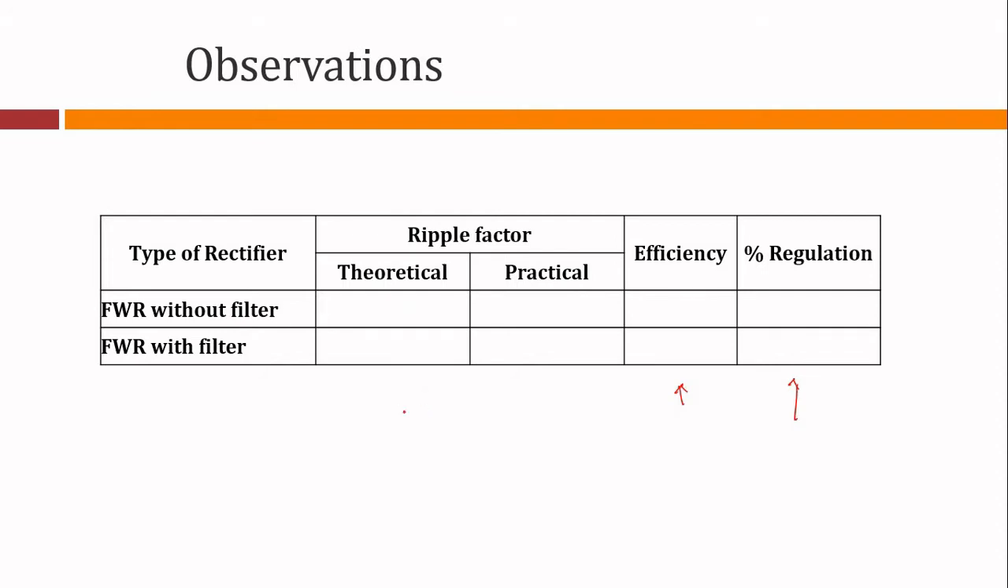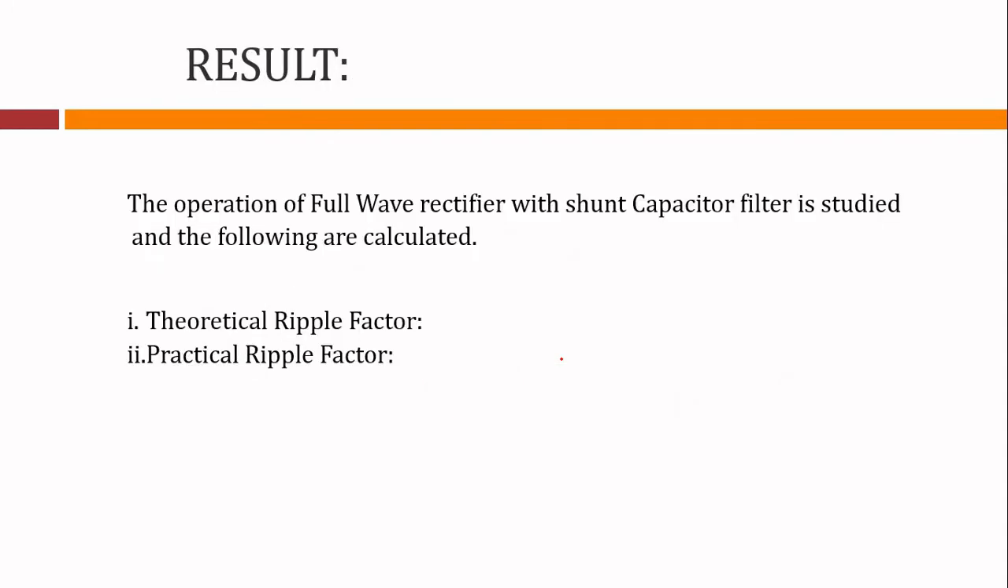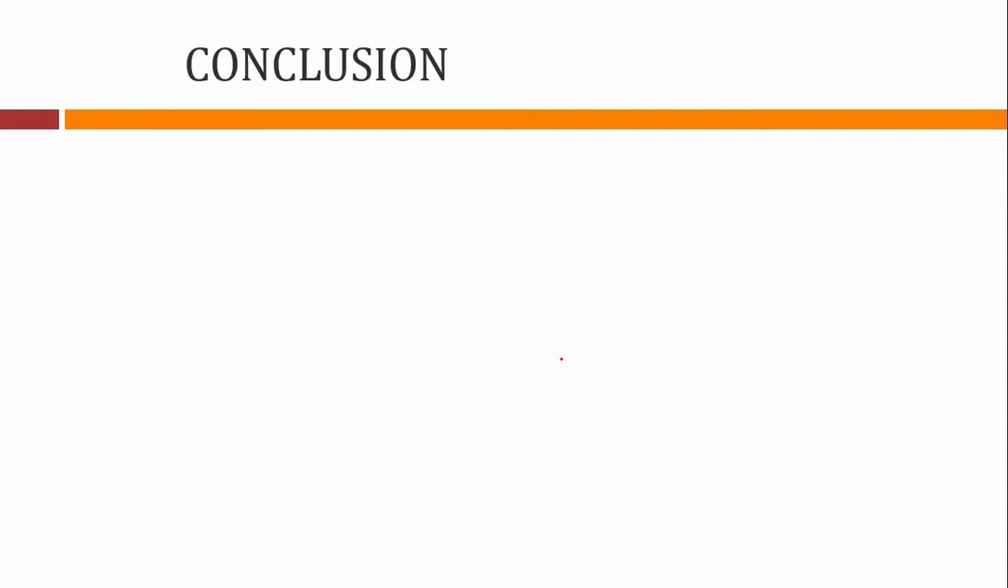Efficiency and regulation. What is important is the theoretical value of ripple factor and the practical value of ripple factor, and this you have to note down in your journal. Then you have to mention the results, okay, how much is the value of theoretical ripple factor and practical ripple factor, and how much is the mismatch between the two, and then you have to conclude. Again, go through that demonstration video, and write down what you have understood by watching this particular video, that is the demonstration of a capacitor filter.